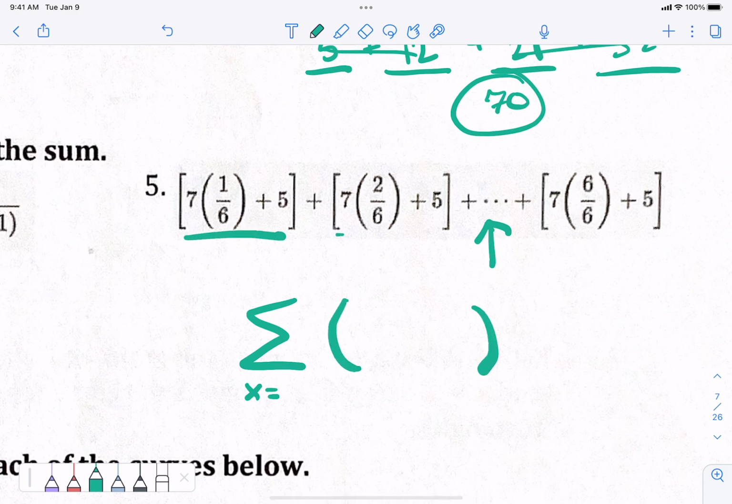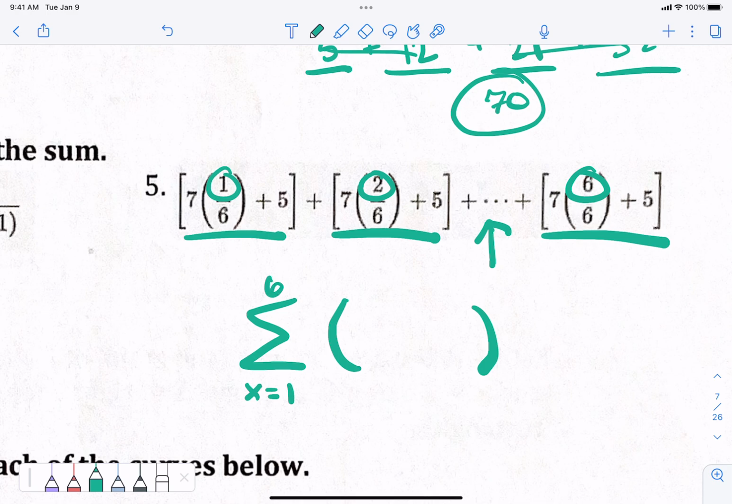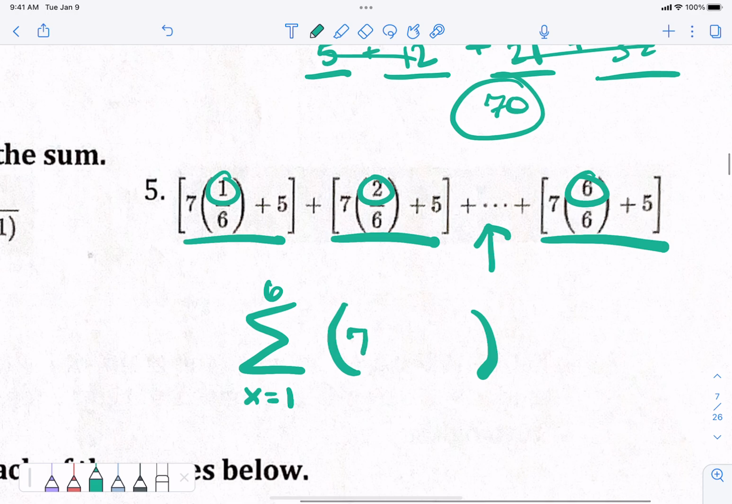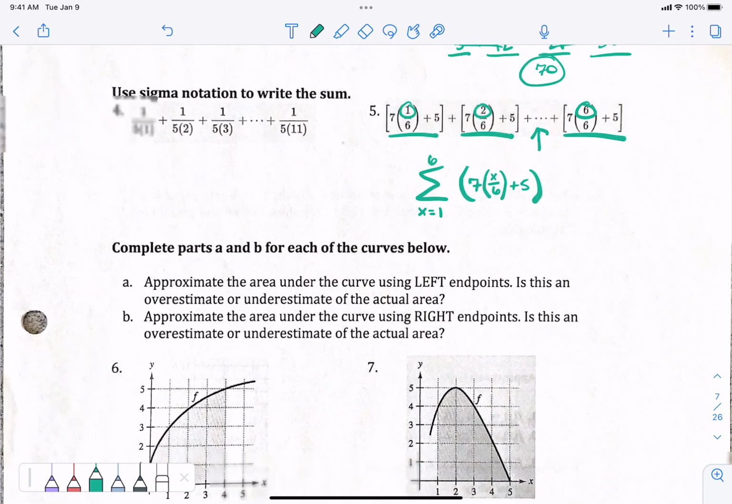Taking a look at each one of these chunks, which part of it is changing every single time? The top number. Everything else stays the same except this top number. So the top number starts at 1 and goes to 6. And then we just put our formula in there. I know that the 7 is not changing, and inside the parentheses is x over 6, plus 5. That's all that we're doing. You're just making one of those. Not too hard, right?